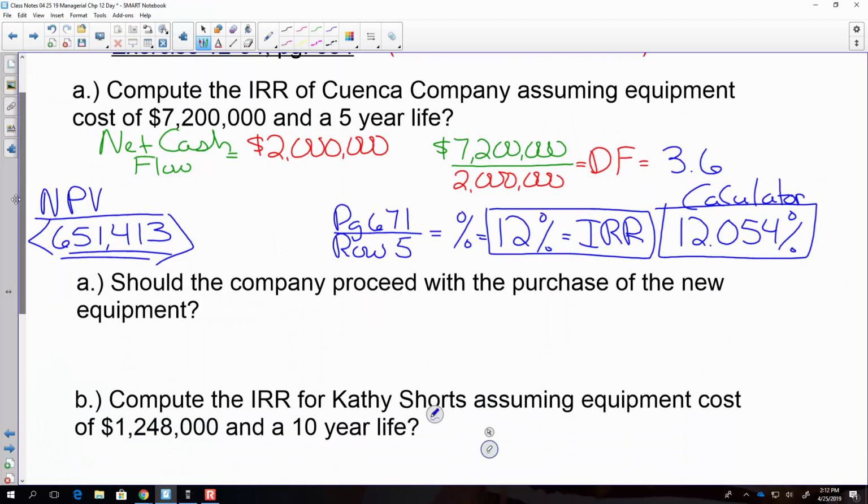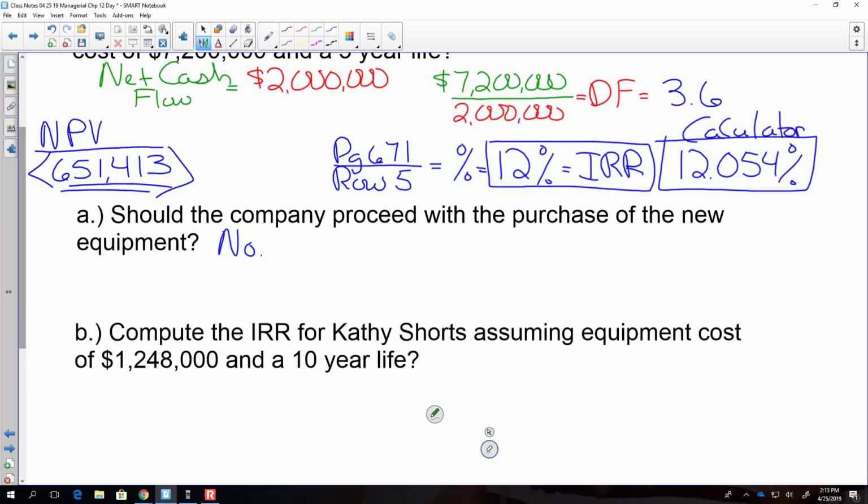Okay, so going back to the problem, we've got a 12% internal rate of return. We have a negative net present value. So should Seneca proceed with this capital investment of $7.2 million? And the answer is no.